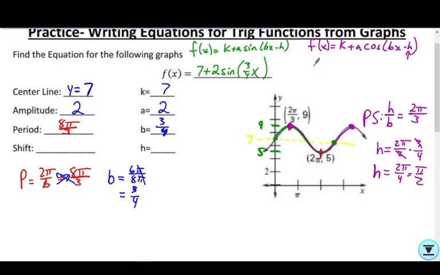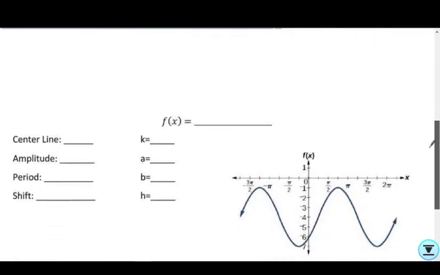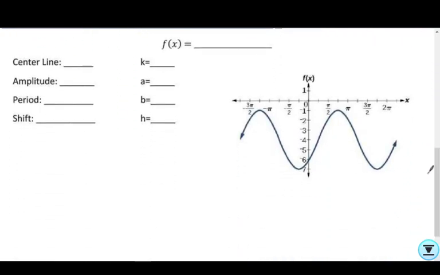So if I'm doing cosine, my function is going to be 7 plus 2 cosine of 3 over 4 x minus pi over 2. Because I'm moving to the right, it's negative here, and pi over 2 is my h. Okay? And you can see that no matter if I do sine or cosine, they're basically the same. The only difference is going to be that shift. Okay? All right.